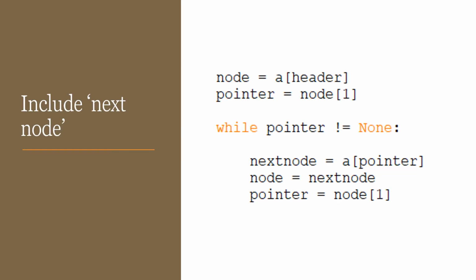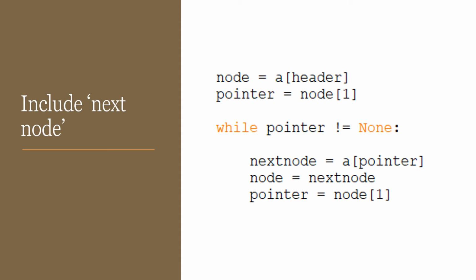So I start at the header. The pointer is the second value of the node. And as long as it's not pointing to none, I'm going to continue through the list. So I'll traverse the whole list. I'll make some changes in a minute, but for now I'm going to traverse the whole list. And the next node is whatever the current pointer is pointing at.